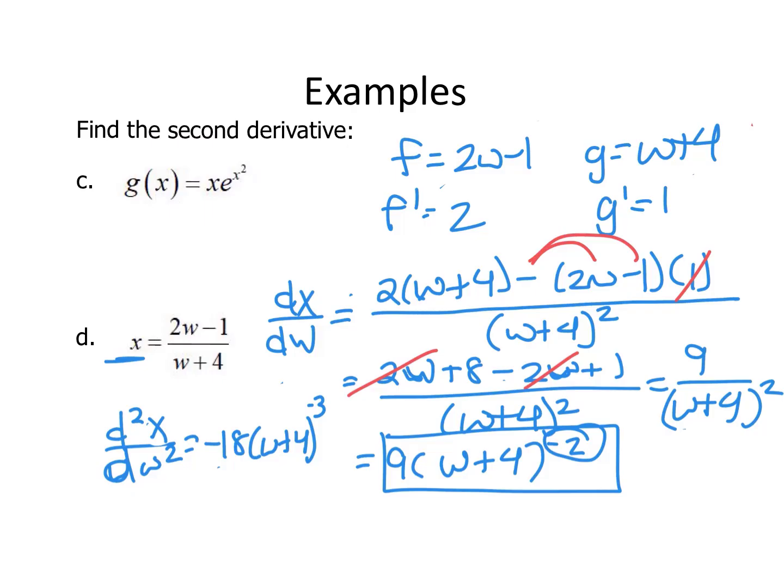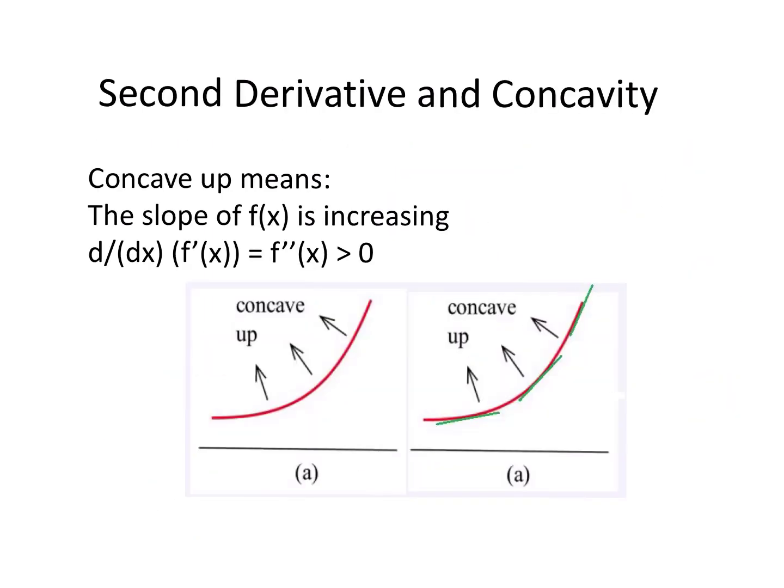And then times the derivative of what's inside. The derivative of what's inside is just 1. So my second derivative looks like negative 18 over w plus 4 cubed. Let's look at what the second derivative tells us about the shape of our curve.